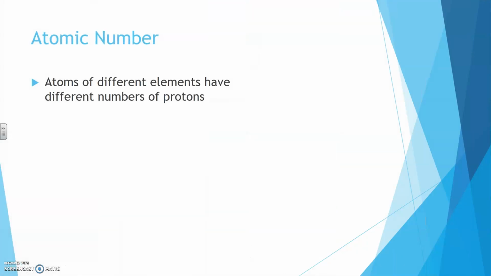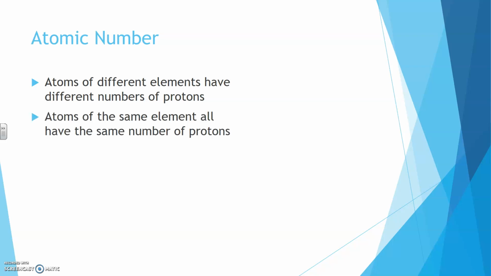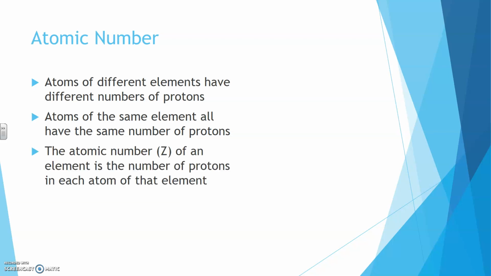Alright, so atomic number. Atoms of different elements have different numbers of protons. By counting the number of protons in the nucleus of an atom, you can tell what element that atom is. Atoms of the same element will always have the same number of protons. So if you have 7 protons, you have nitrogen. If you lose a proton, that changes the element itself to carbon. If you lose a proton, you go down to 6, so you now have a carbon atom. Okay?